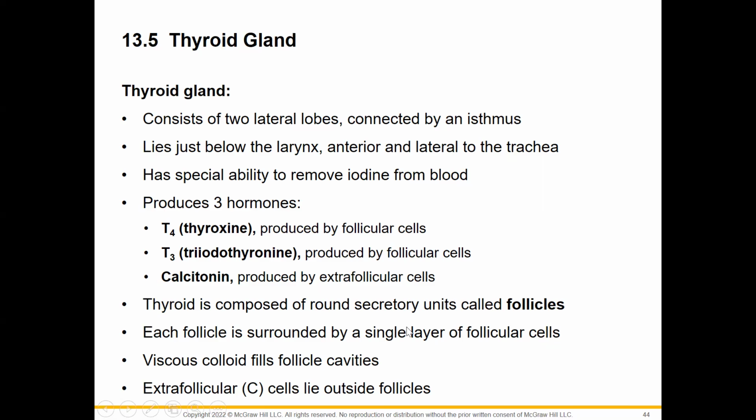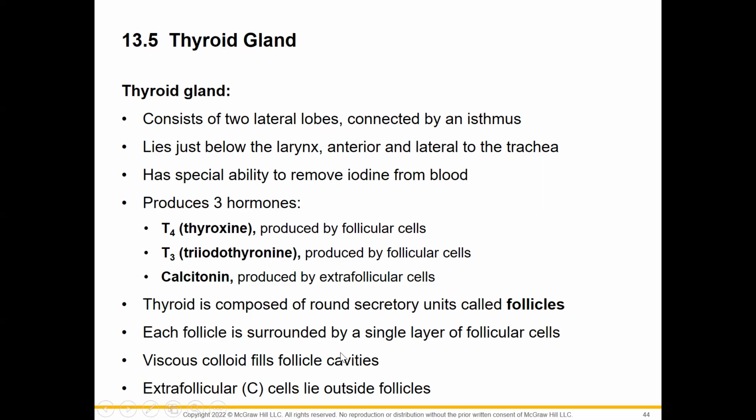And in that space, inside that follicle, we have this viscous colloid. Viscous basically means a thick substance, like a gel kind of substance. Colloid is also another word that refers to the consistency of a substance. So make sure you go to the dictionary and look up viscous and colloid to have a better understanding of the substance that is filling the cavity of these follicles.